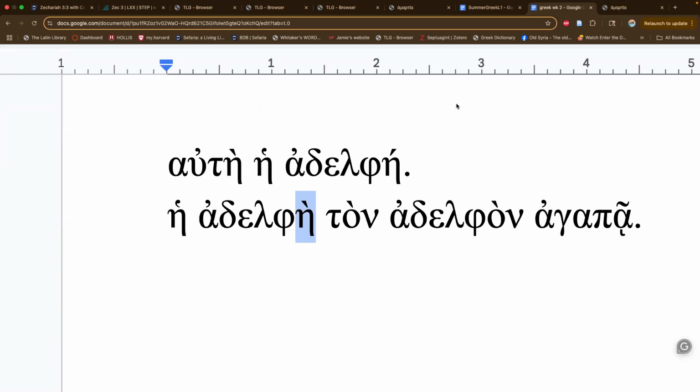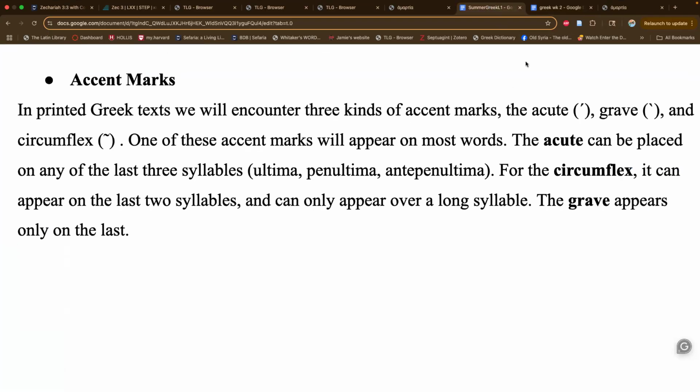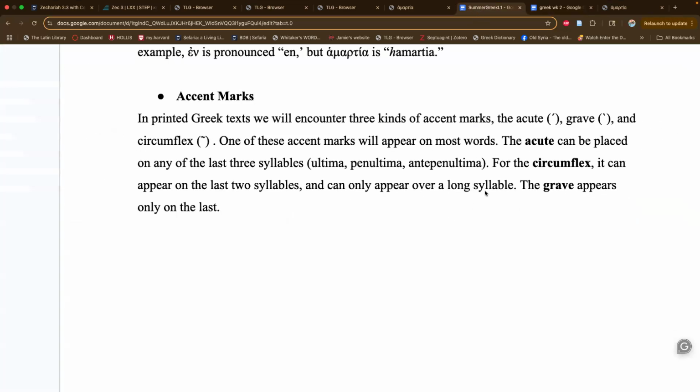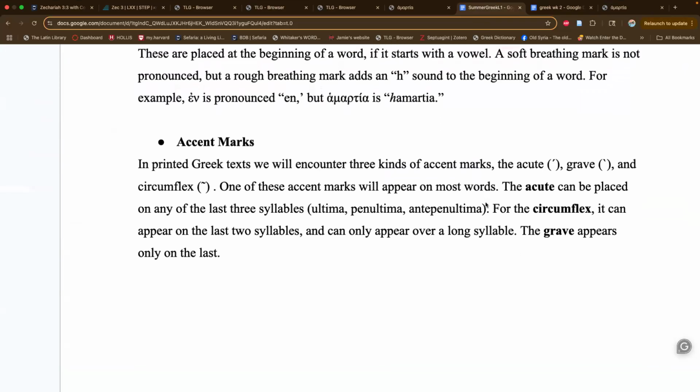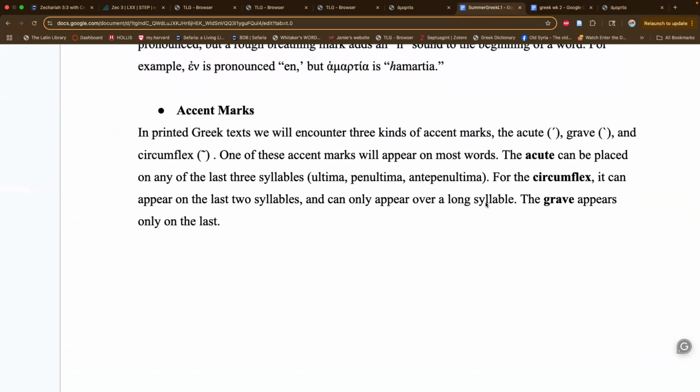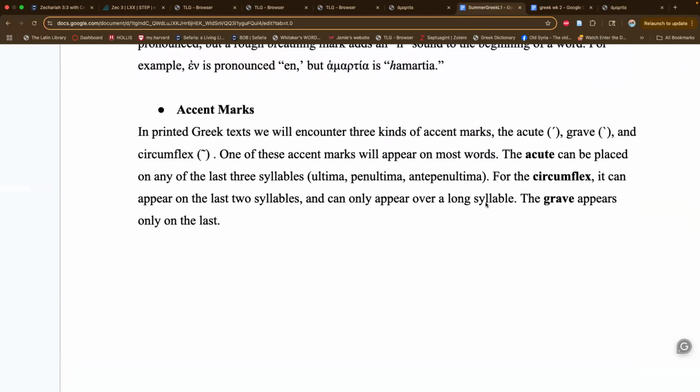So there's that, and then the circumflex. Sorry if I didn't say the name of it. The circumflex only indicates a long syllable, and that's really all to say about it. If you read, you can see that there are specific cases for when you use each one. Something to say is that in a word longer than three syllables, the accent, and this applies for all accents, can only go on the last three, which are usually called the ultima, penultima, and antepenultima.